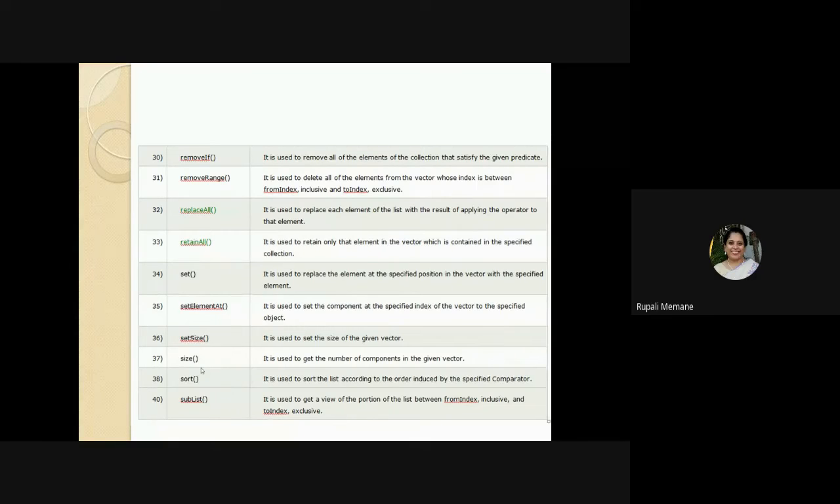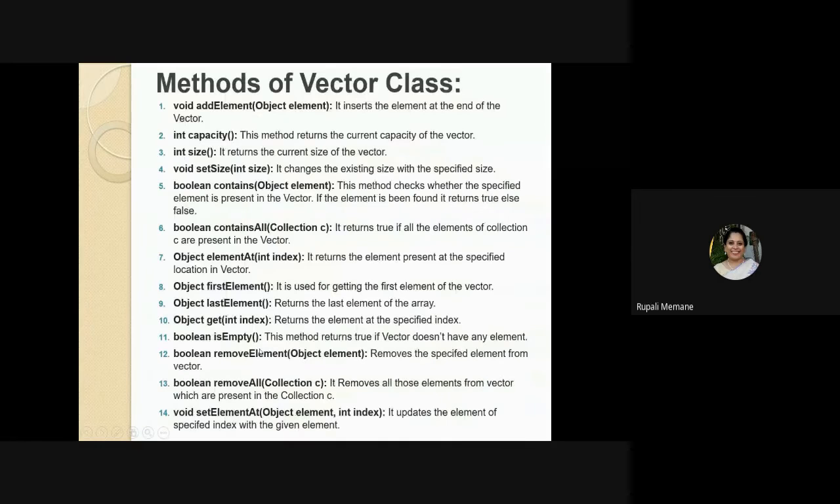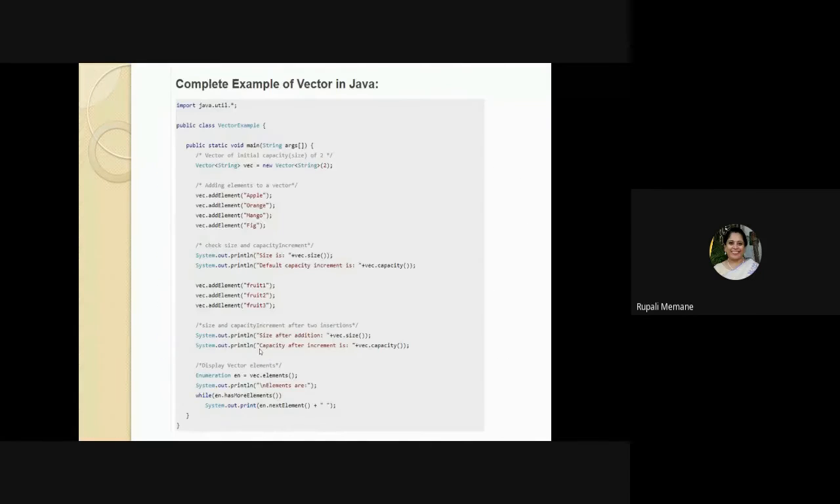So if I say sublist from roll number 11 to 30, it will just retrieve the students' names whose roll numbers start from 11 till the roll numbers which start with 30. Again, 11 will be included but 30 won't be included, because the from index is inclusive and the to index is exclusive. Clear with this? So these are the 40 methods which we have in the Vector class, right? This is again the same repetition of the methods.